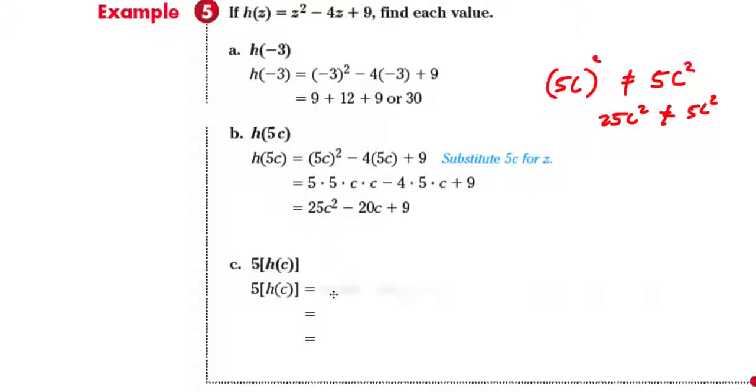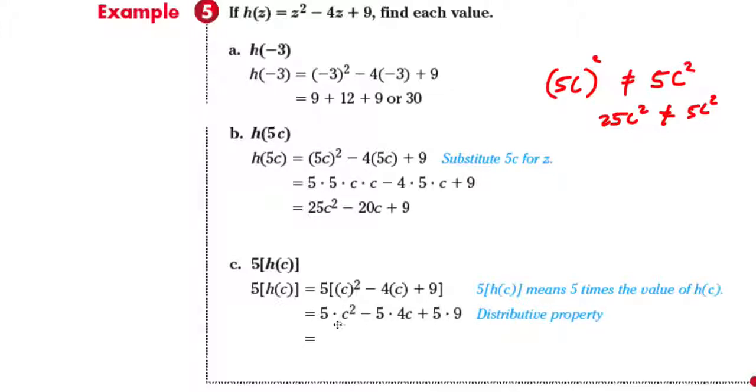Okay, so we simply multiply the whole equation by 5 and substitute the value of c to z. So you now have 5 times c squared minus 4c plus 9. Simplify what's inside the parentheses, and then distribute: 5c squared minus 4 times c times 5 plus 5 times 9 will give us 5c squared minus 20c plus 45. So that would be 5 times h of c. Another way of doing this, so you won't get confused that much, is to get h of c first.